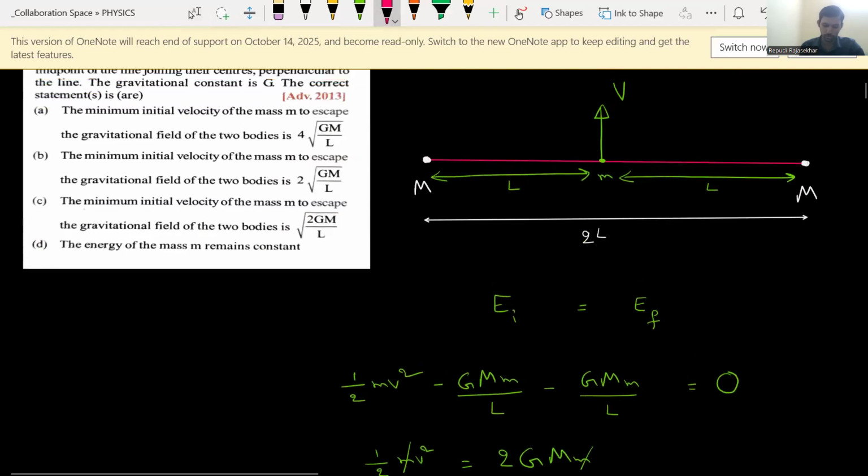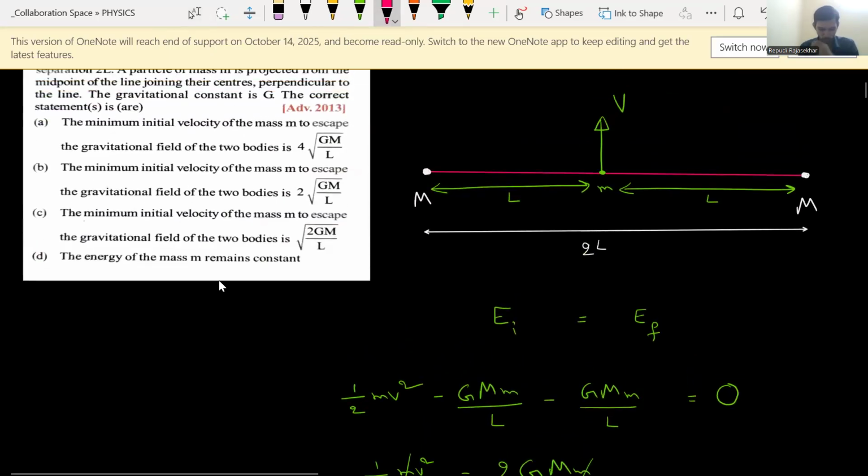Verify here the options. The first option is given as 4 root GM by L. No, the first one is wrong. This is not the minimum velocity. So the minimum velocity we got is 2 root GM by L. Minimum velocity to escape is 2 root GM by L. Right. The option should be B.